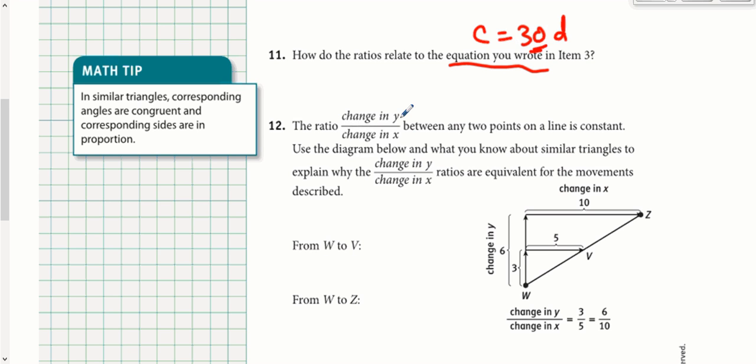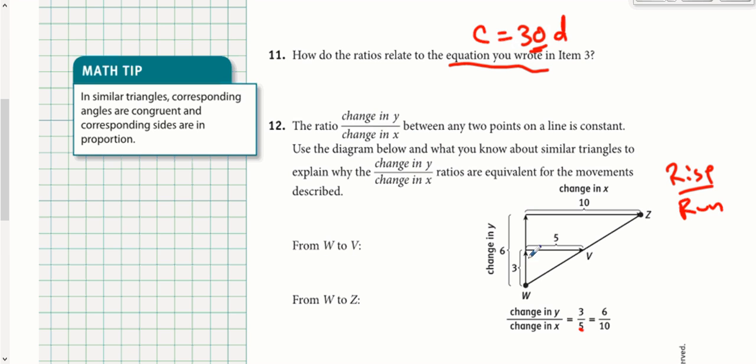Number 12, the ratio, change in Y over change in X, between any 2 points on a line is a constant. Use the diagram, okay? So we're looking down here from W up to V. We're going up 3 and over 5. If you're looking at this line, WZ is a line on the graph, going from point W to point V, I'm going up 3 units and then over 5. Just like I said, rise over run. So 3 goes up, that's my vertical change, my change in Y, over my change in X, so 5.